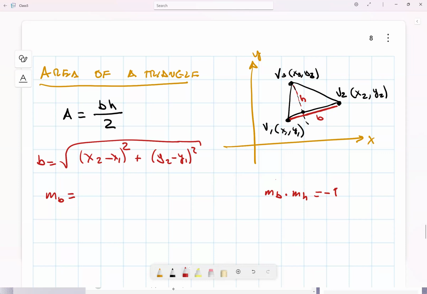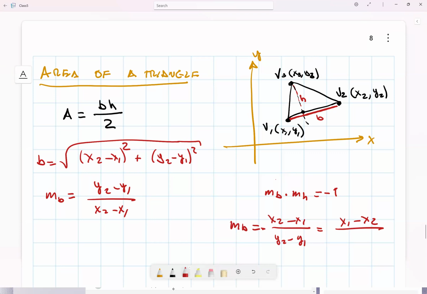So what is the slope of B? It would be y2 minus y1 over x2 minus x1. That's the slope. Therefore, MH, the slope of H, is the inverse of this, with a negative: x2 minus x1 over y2 minus y1, which is going to be x1 minus x2 divided by y2 minus y1, unless there is a problem or something, right?